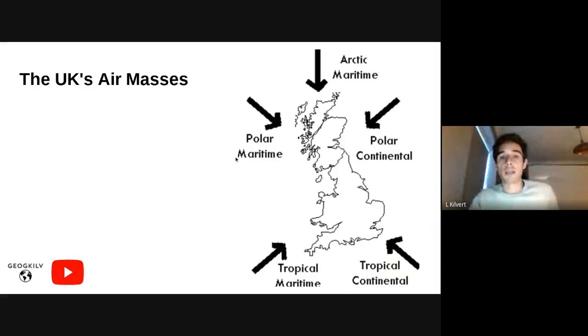The first word here, I'm just going to highlight with my cursor, is polar. Whenever we're talking about a polar air mass, we're talking about it being cold. An easy way to remember that is to think of polar bears. Polar bears live in a cold environment. So if we've got polar air coming over the UK, it's cold air that's coming over the UK.